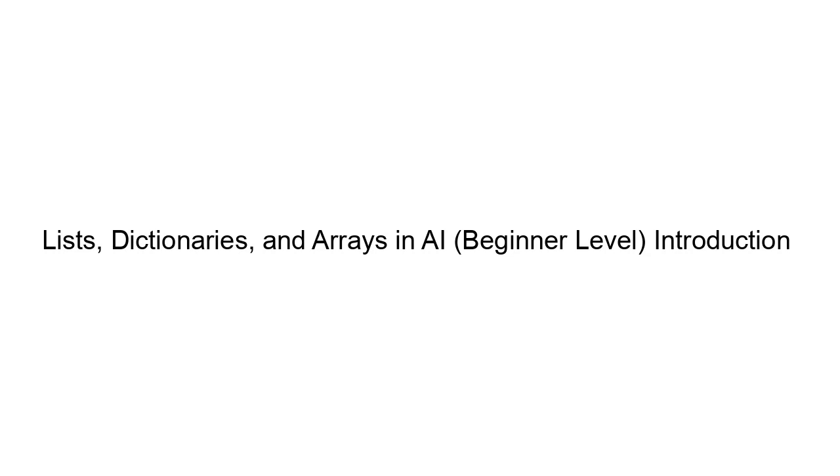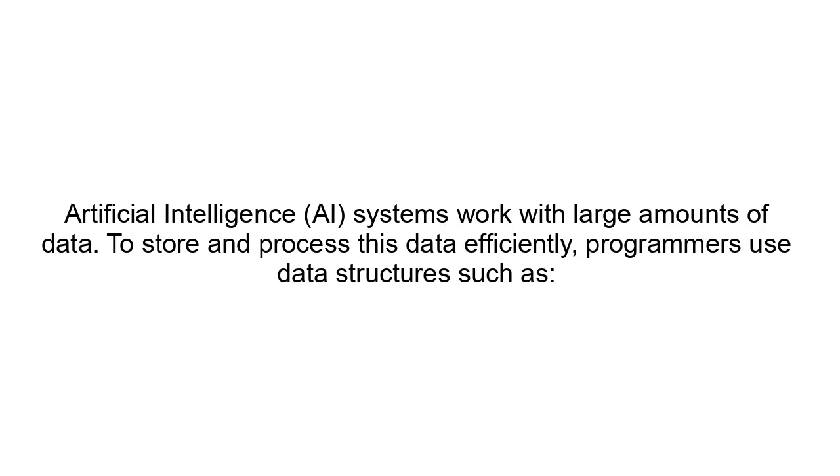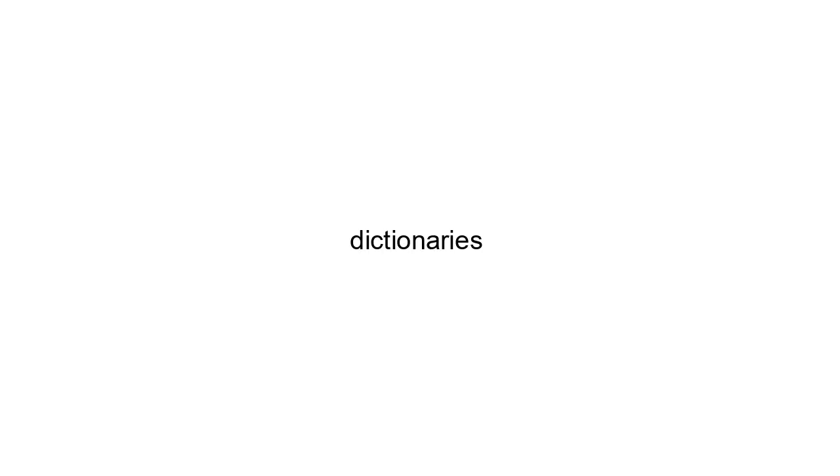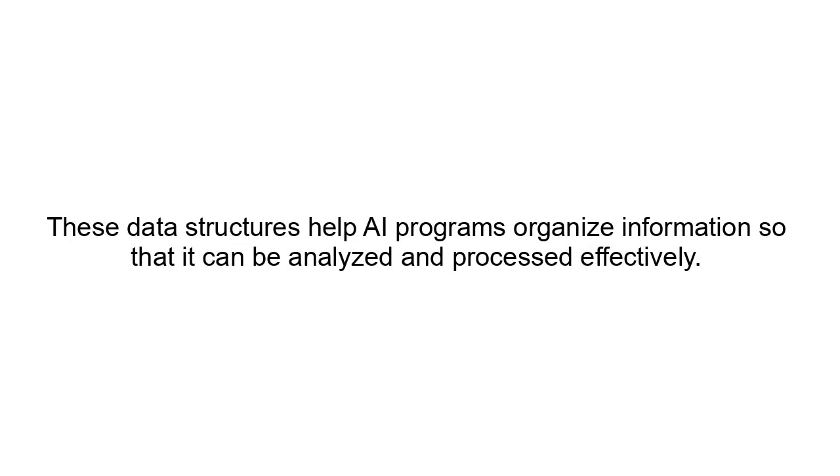Lists, dictionaries, and arrays in AI. Beginner level. Introduction. Artificial intelligence (AI) systems work with large amounts of data. To store and process this data efficiently, programmers use data structures such as lists, dictionaries, and arrays. These data structures help AI programs organize information so that it can be analyzed and processed effectively.